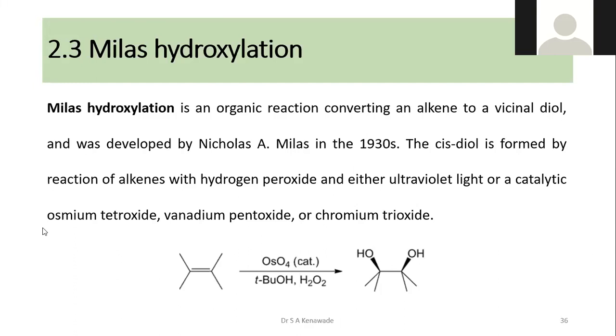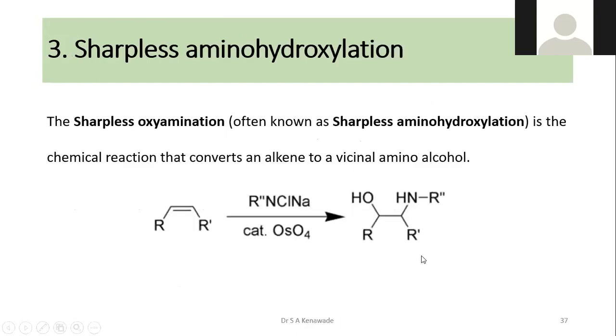Here is your alkene, in place of osmium tetroxide as catalyst, tertiary butanol and hydrogen peroxide. It will form cis diol. Next one is Sharpless amino hydroxylation, meaning the conversion of alkene to vicinal amino alcohol.